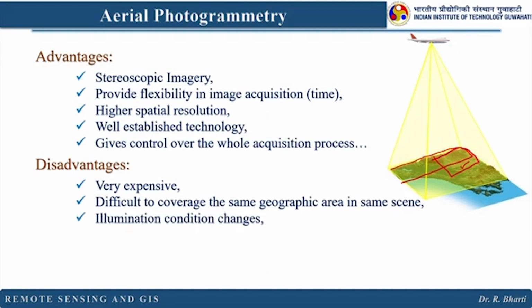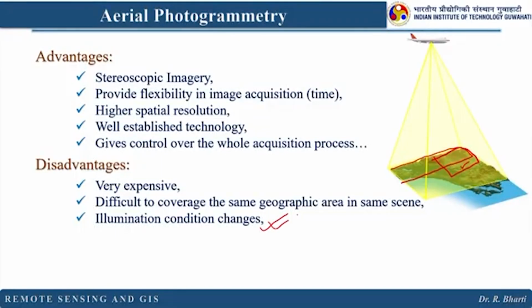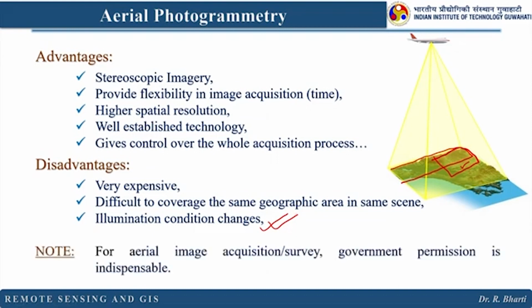And illumination condition changes with time because the sun is moving. If you are engaged in passive remote sensing, illumination condition always changes with time based on the sun's position. So you have to correct for the illumination errors. Now the next point, it is very important to note that for aerial image acquisition or survey, government permission is essential. You cannot go directly and fly your craft and capture this. So you need to have proper permission for this.